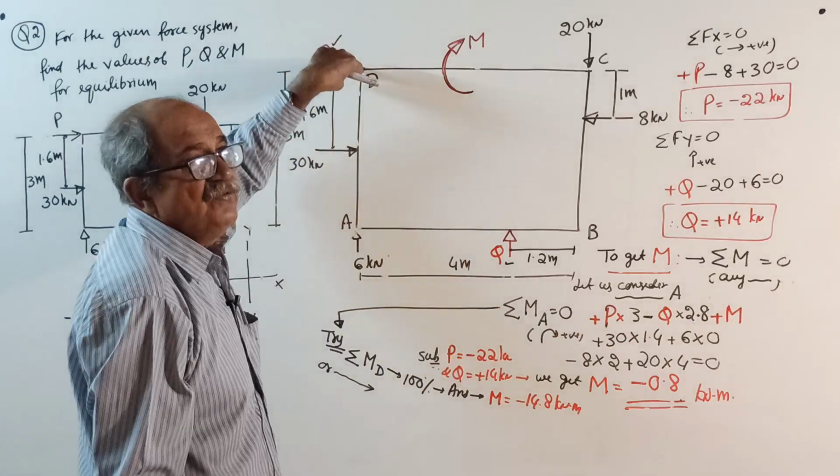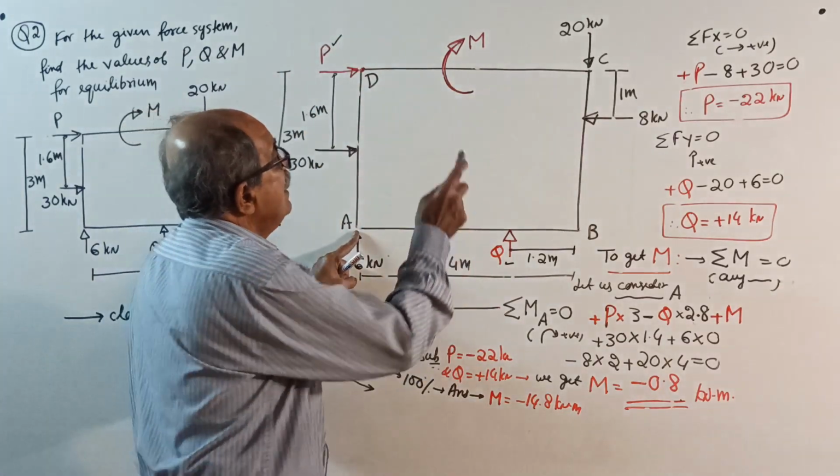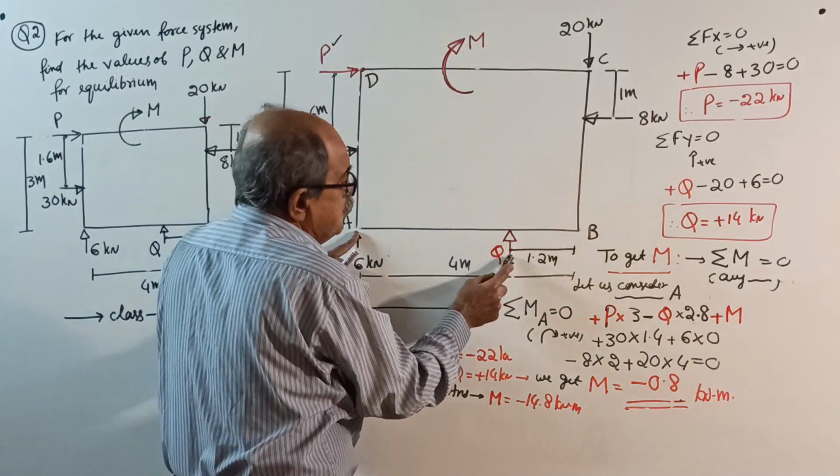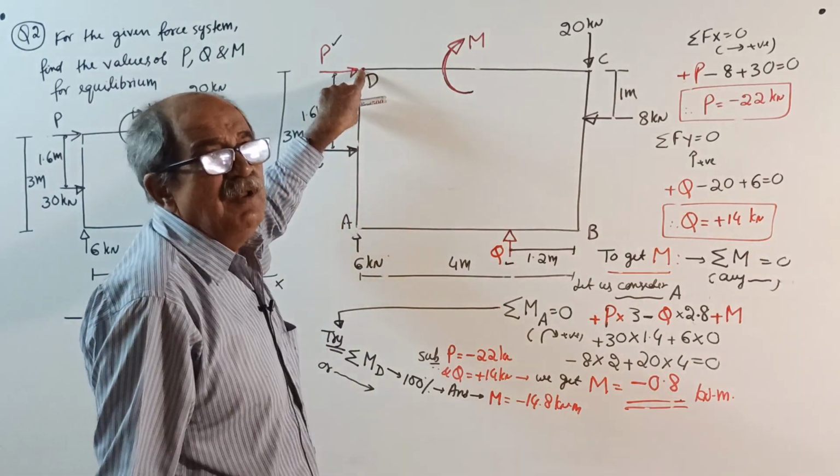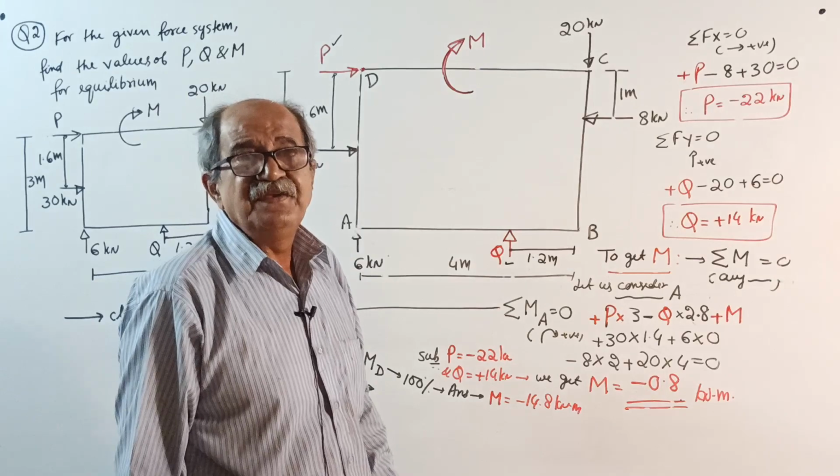Actually it is better, because when you take moment about A, moment of P and moment of Q both will come. When you take moment about D, moment of P will become 0. So the advantage is there. Okay, take it.